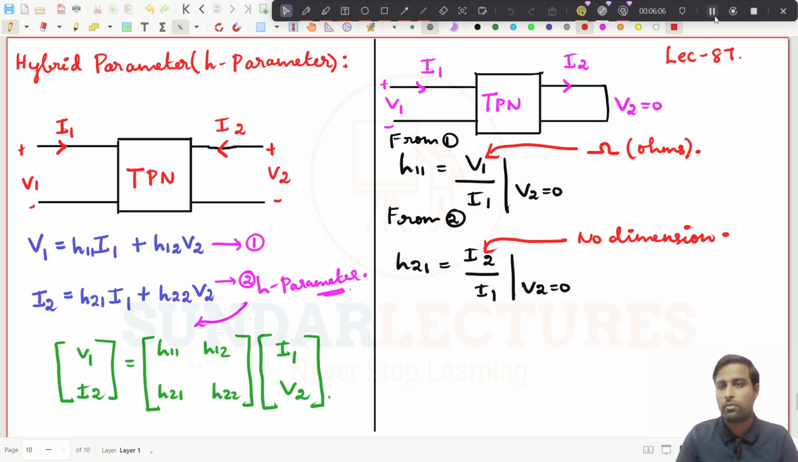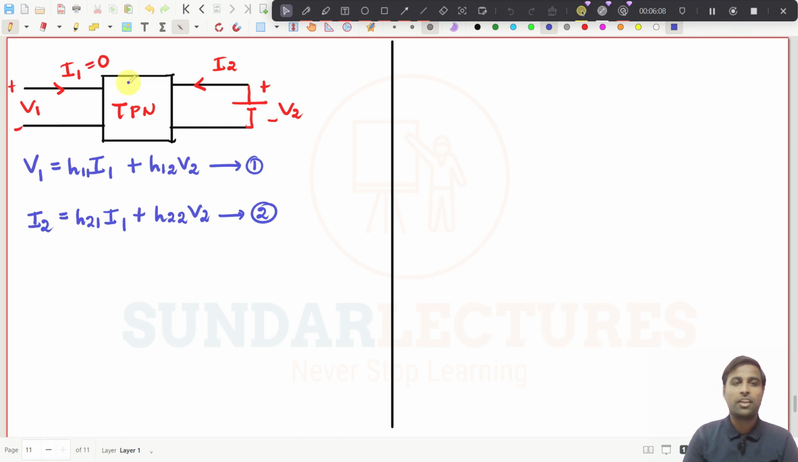Anyhow, I will draw it down. So now you see this is the two-port network. I have just open circuited the first port and I have applied the voltage in the second port. Now I1 will become 0, and if this I1 becomes 0, what happens to H12? H12 should be equal to V1 by V2 with respect to I1 to be 0. And you see here this particular H parameter value will have no dimension.